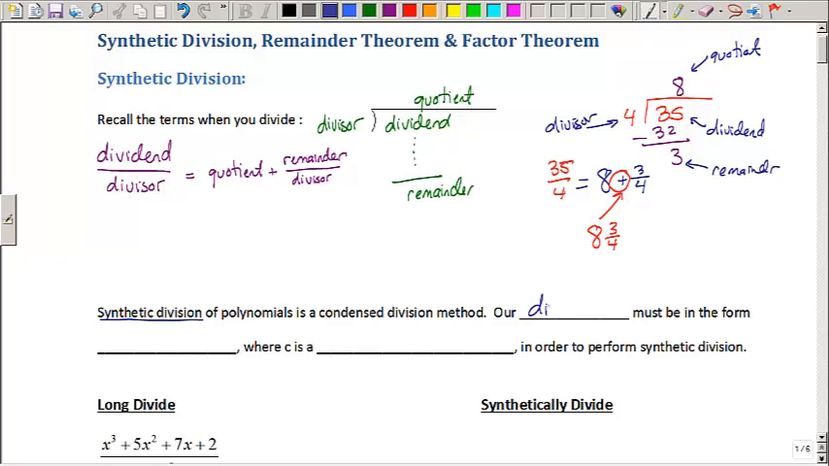Our divisor must be in the form x minus c, a linear term with the leading coefficient being 1, where c is a real number, in order to perform synthetic division. Using long division, which we learned in beginning algebra, the divisor did not have to be in this form, but it will have to be in the form if we're using synthetic division. And we're going to be manipulating all of our polynomials so that we are only dividing by x minus c as a divisor, so that we can use the shorter method, synthetic division.